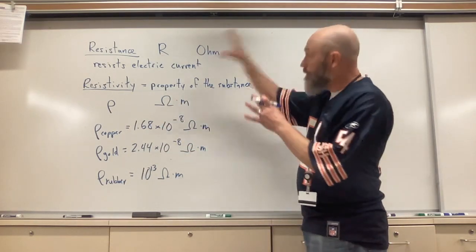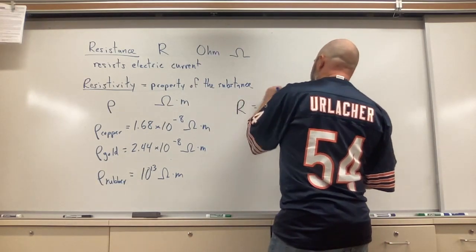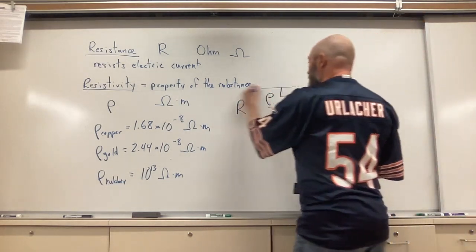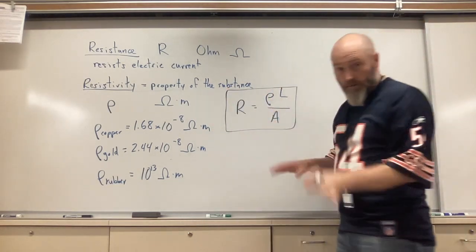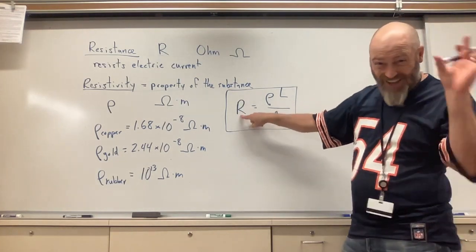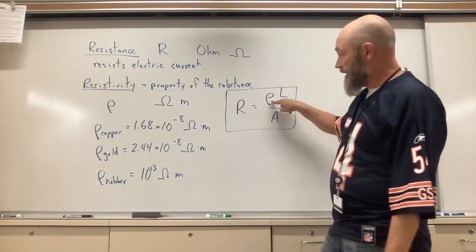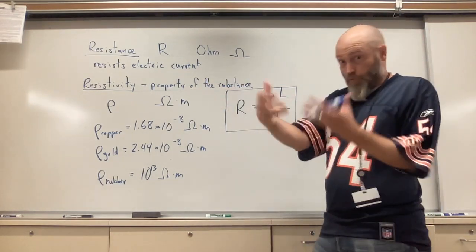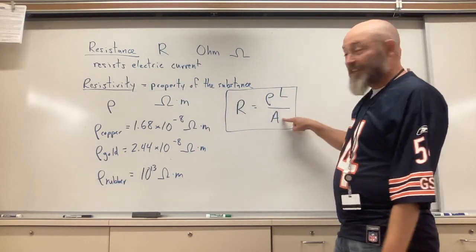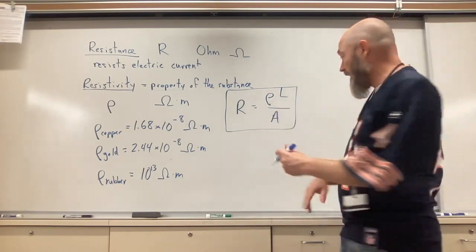Okay. Now the formula that relates this is R equals rho L over A. If you look on your formula sheet, and I would, that is there. Okay, so let's talk about what this actually means. The resistance of a substance, of a material, depends on its resistivity, like what is the material made out of, the length of the material, and then the cross-sectional area. So this is where you have to be careful.